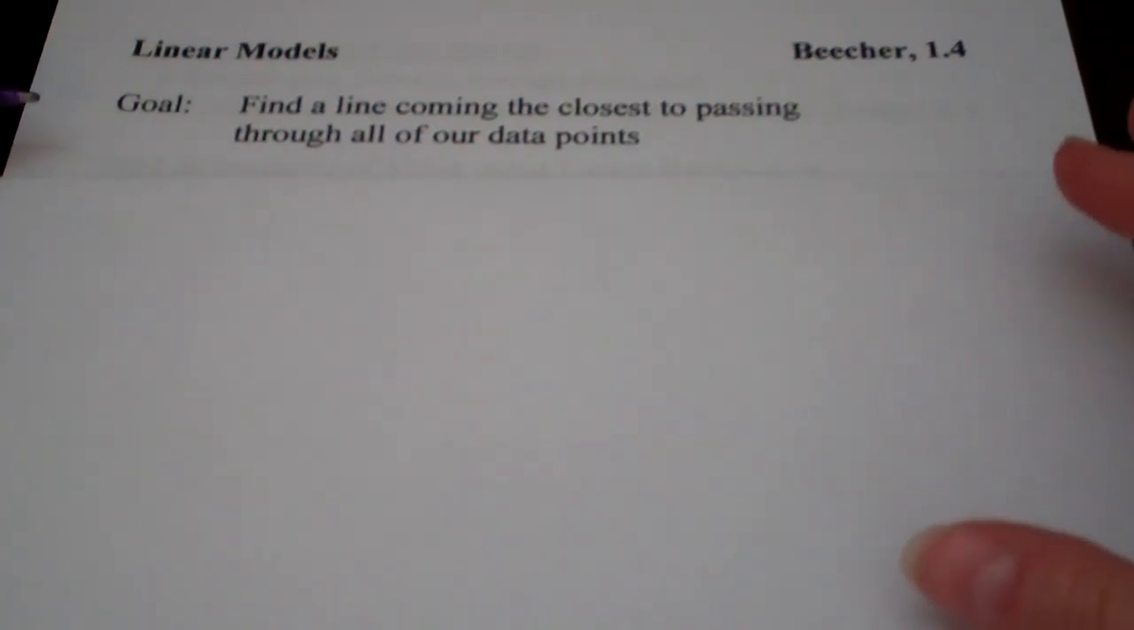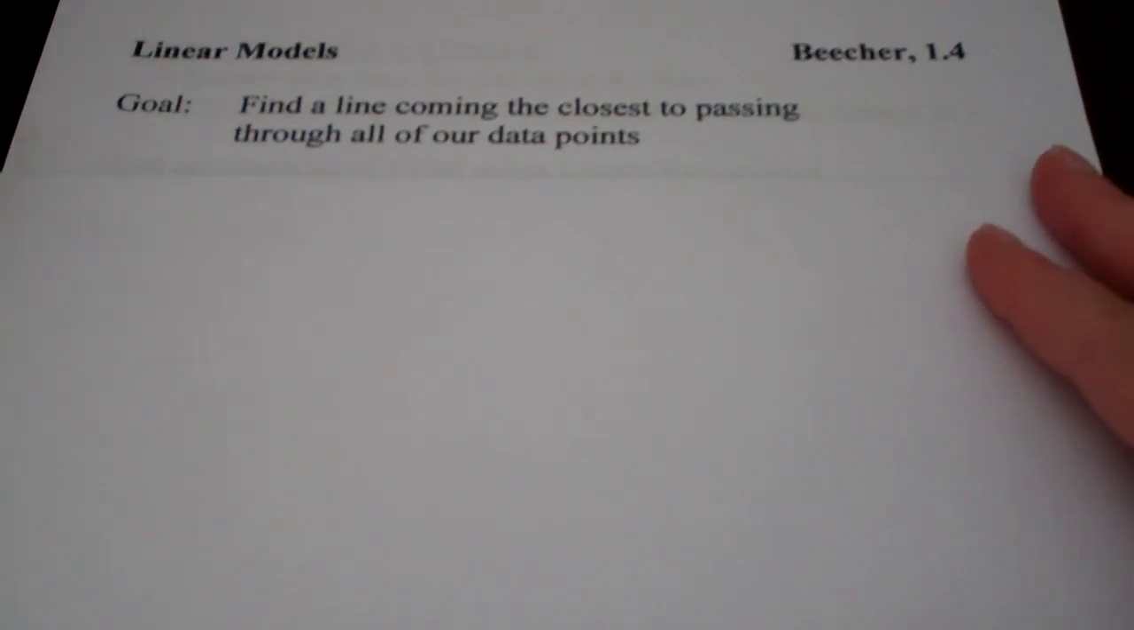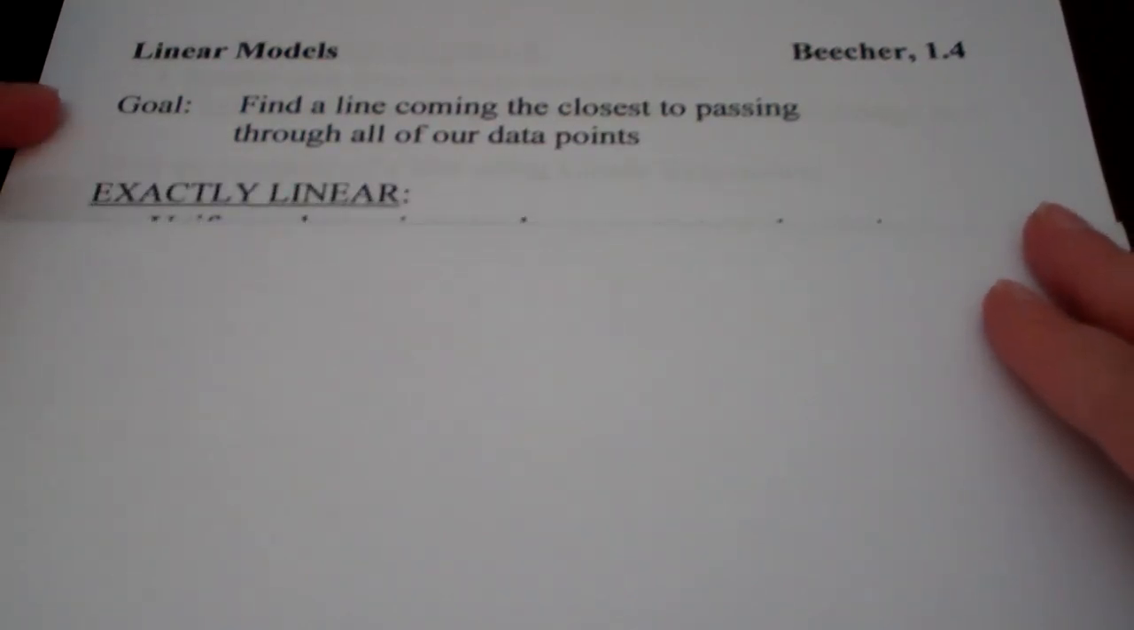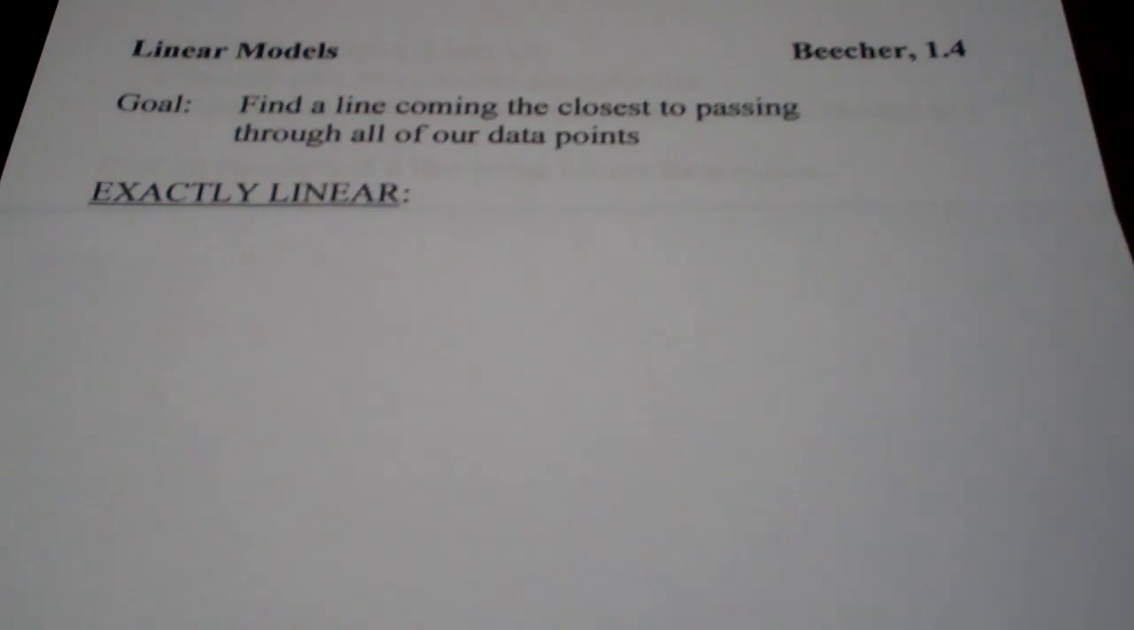Okay, and then we're going to talk about two categories of information. So we may have some data that is exactly linear. So that if we were to plot these data points, they would lie exactly in a line, right? They're already set up in a linear pattern.